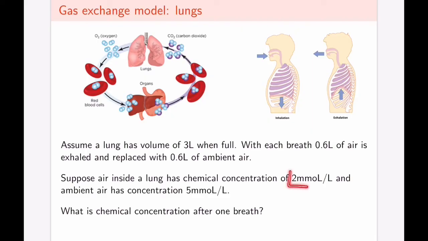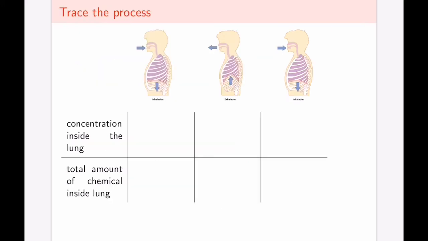Suppose it has a concentration of 2 micromoles per liter inside the lung, and the outside concentration is actually higher at 5 millimoles per liter. So you're breathing in some polluted air, let's say. What is the chemical concentration in the lungs after one breath and then after several breaths? Let's see how this works through the actual breathing system.